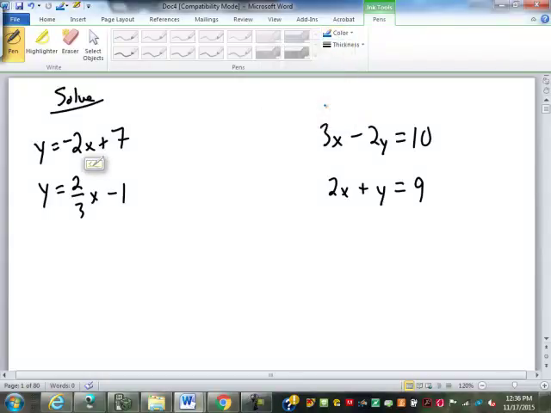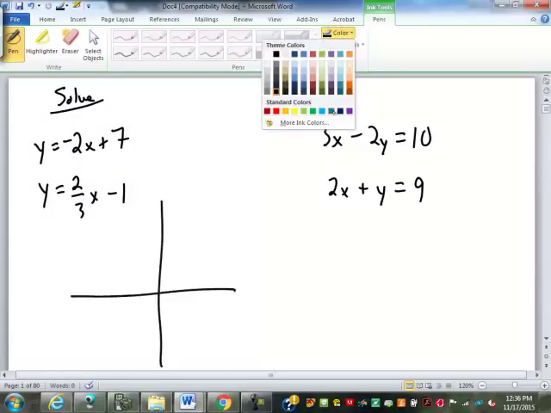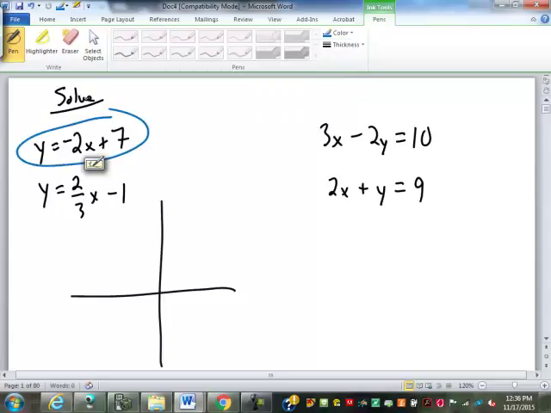Okay, so for the first one over here, what we're doing is we're graphing this system and we're going to see where they cross. So this top equation, where do we start? Positive 7. So 1, 2, 3, 4, 5, 6, 7. From there, where do we go? Down 2 over 1. I'm going to do it a few times just to make sure I stay accurate with my line.